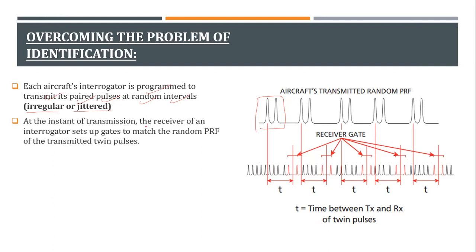At an instant of the transmission, the receiver of an interrogator sets up the gate to match the twin pulses. So, as I explained in the previous slide also, the aircraft sends out a signal. Now, this signal is already having random pulse pairs. What it does is, after it has sent the signal, it waits. It opens the gate for the same signal to come back, just the frequency could be changed.